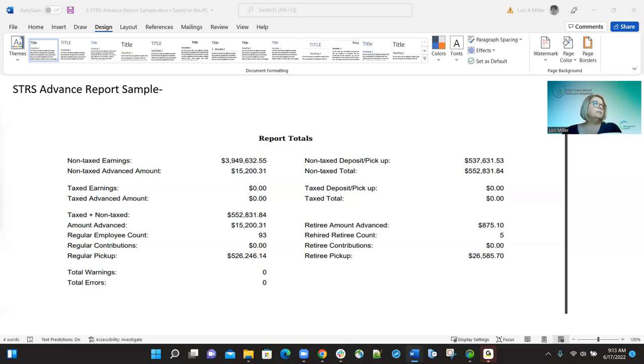The regular pickup is the total employee amount withheld from the 591 record plus the total amount withheld from the 691 employer pickup record. But it does not include rehired retiree amounts. The total also includes total non-tax advanced amounts. So just keep that in mind.